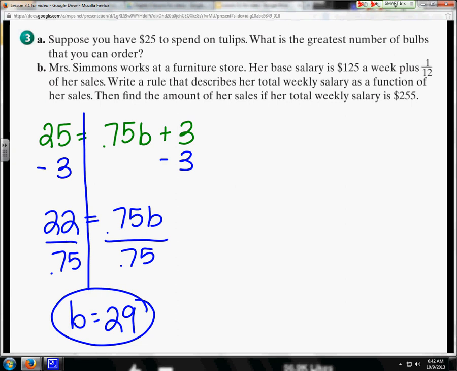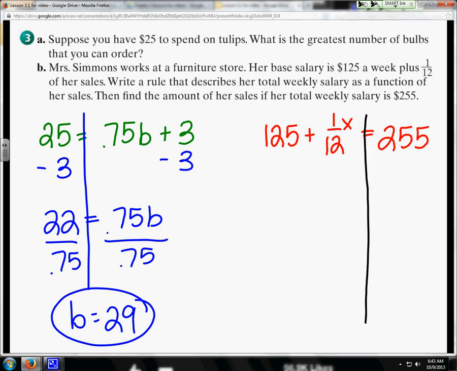The next one, her base salary is $125 a week. Okay, so I have $125 a week plus 1/12 of her sales. And I want that to equal $255. That's how you would set this up. She gets $125 plus 1/12 of her sales, which a lot of people work on sales. If you've ever been to a furniture store, when they come and like attack you, that's usually sales.